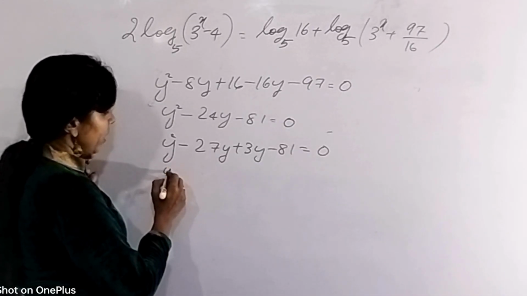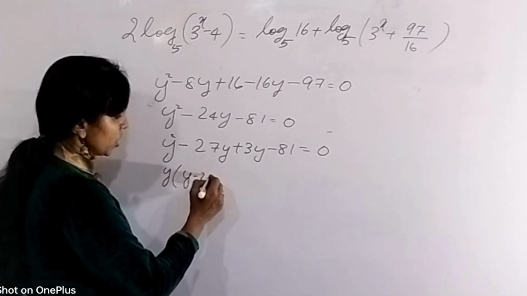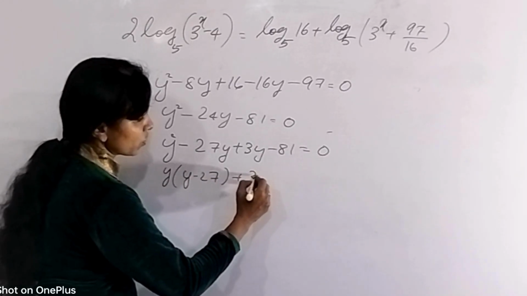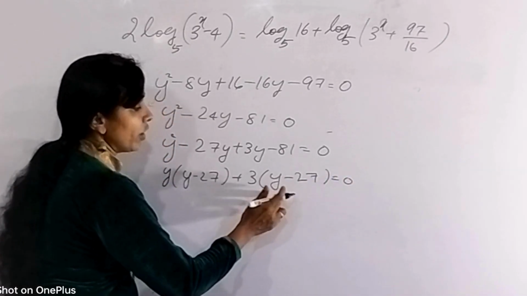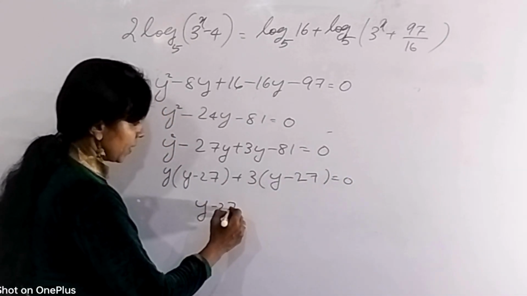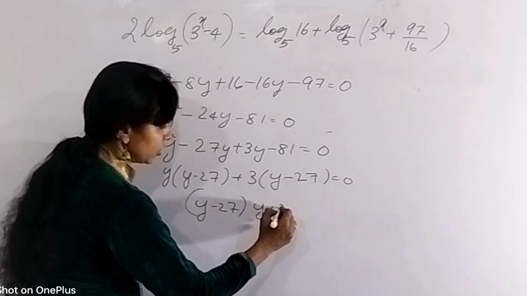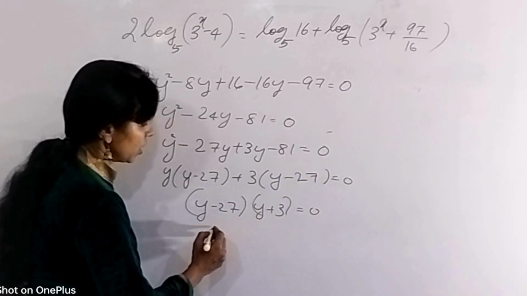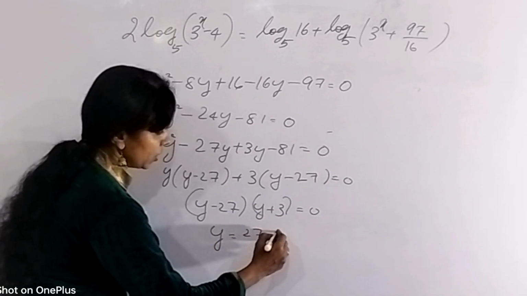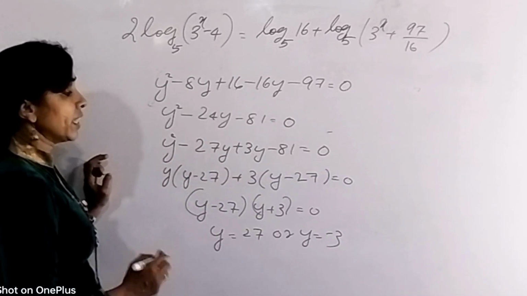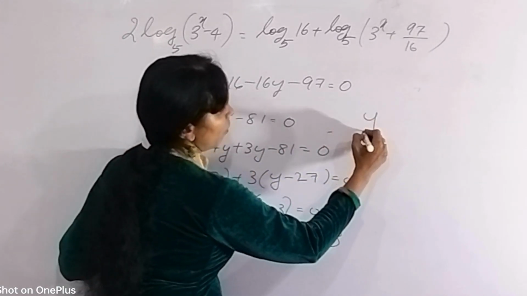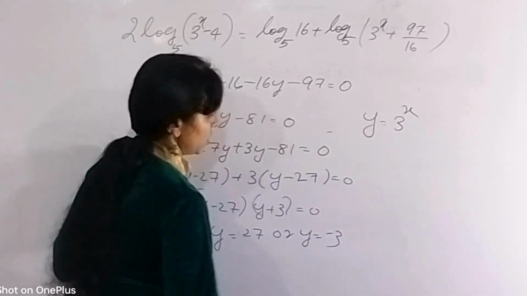So here y is common, so y minus 27. Here 3 is common. Again it comes y minus 27 is equal to 0. So here y minus 27 is common and y plus 3 is equal to 0. So our roots are either y is equal to 27 or y is equal to minus 3. So again, what is our y? y is equal to 3 raised to x.